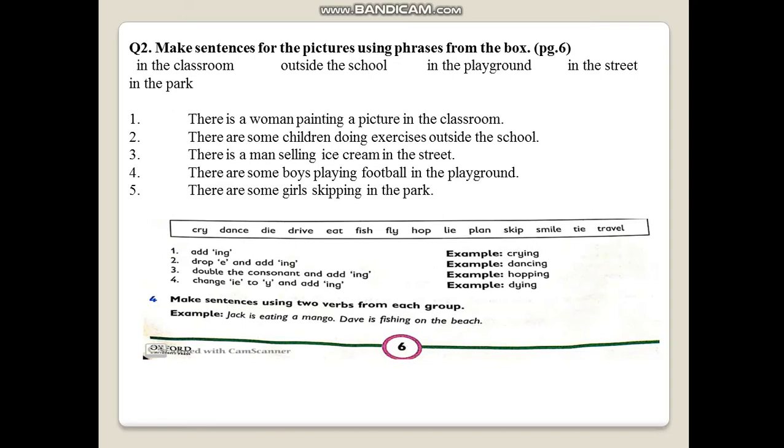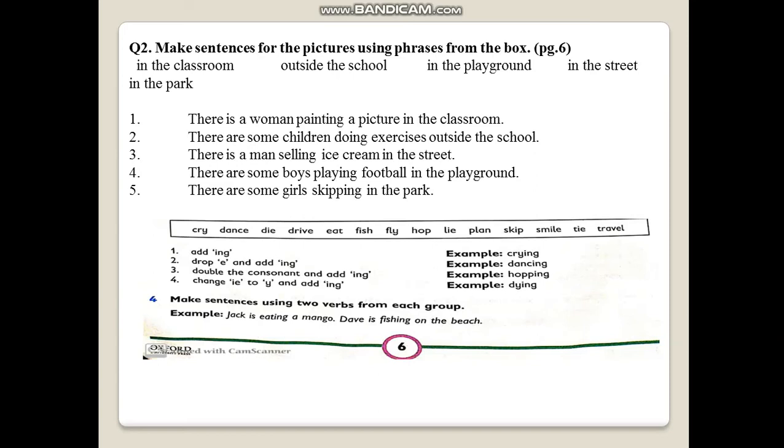With the help of these pictures, I have done it for you. You have to write them in your notebook. There is a woman painting a picture in the classroom. Number 1. There are some children doing exercises outside the school. Number 2. There is a man selling ice cream in the street. There are some boys playing football in the playground. There are some girls skipping in the park. This is how you have to do it in your notebook.